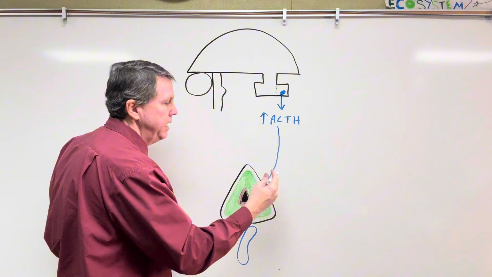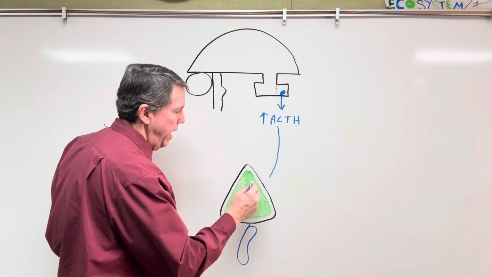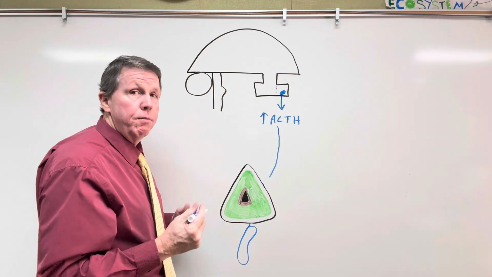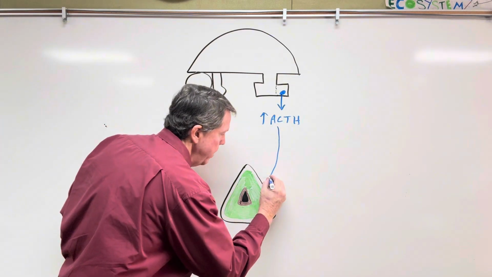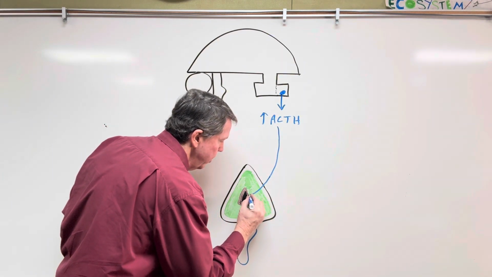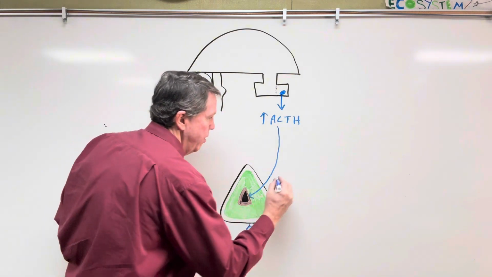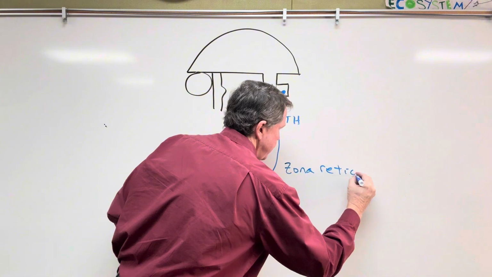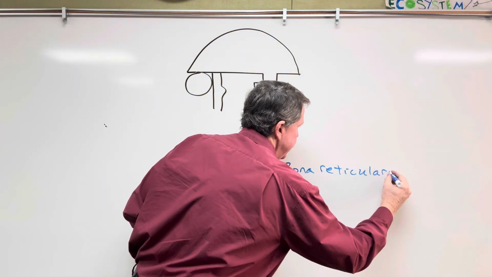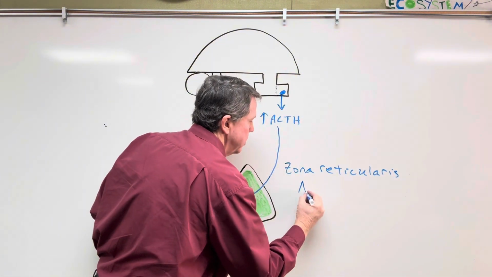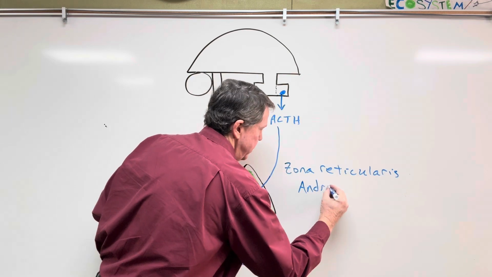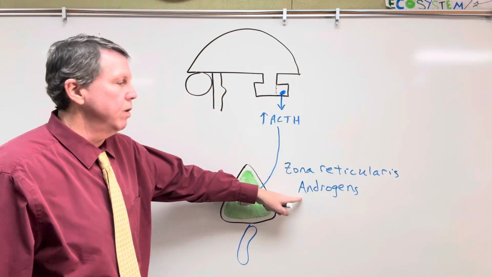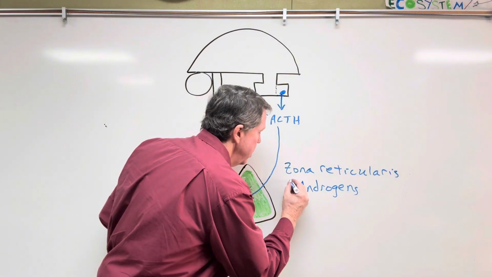Now normally the ACTH is going to basically bind onto the zona fasciculata, which is that big green area, but we're not dealing with that right now. We want to deal with this zona reticularis, that brown area. So it's called the zona reticularis. And basically what the zona reticularis does is it secretes hormones called androgens. So now that we've got this excess ACTH, we're going to get an increase in these androgens.